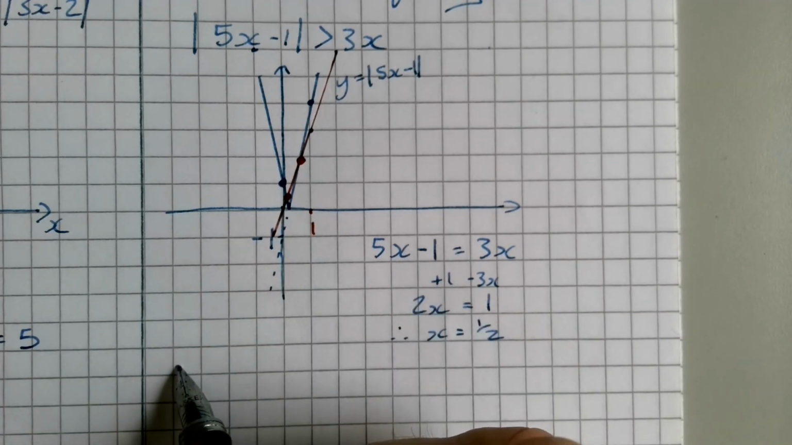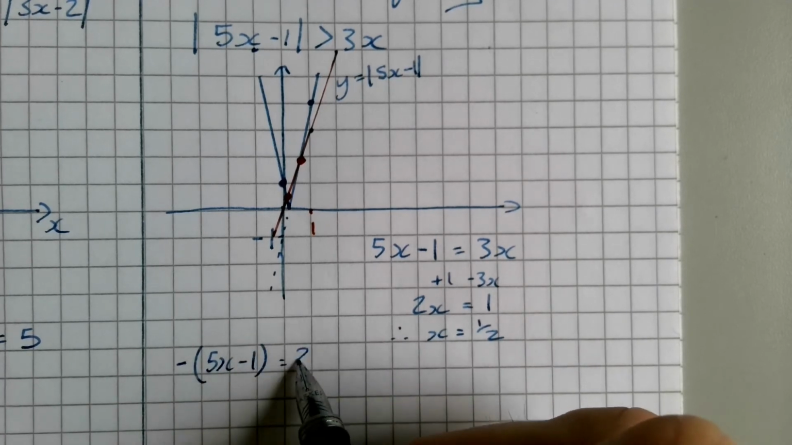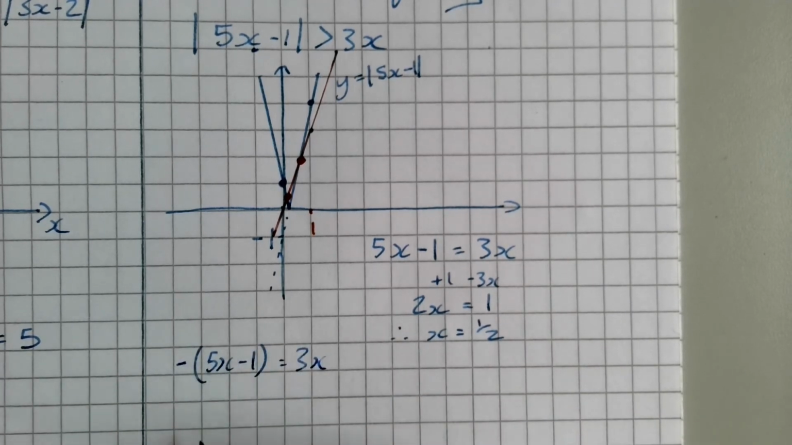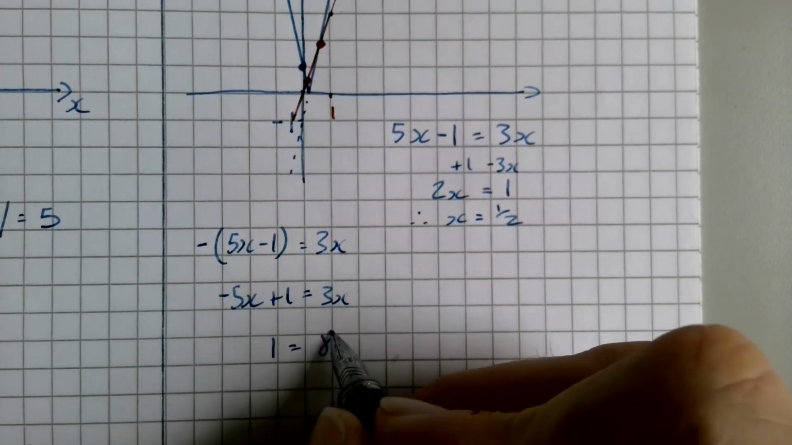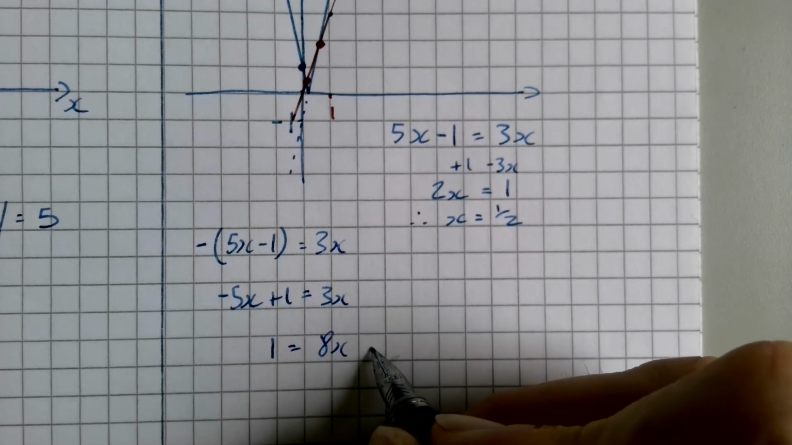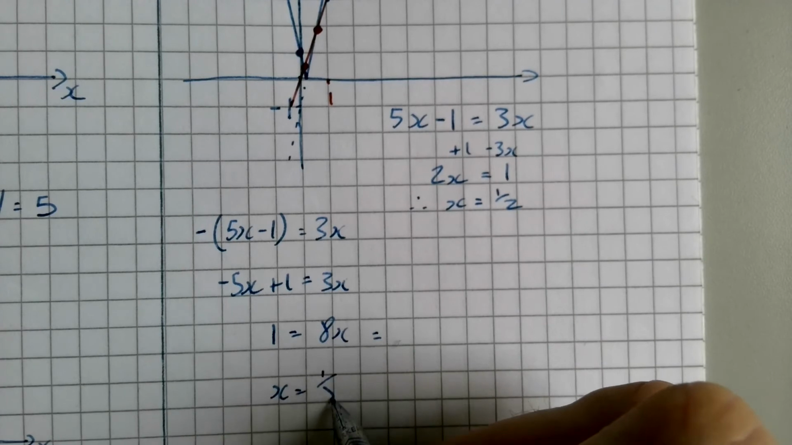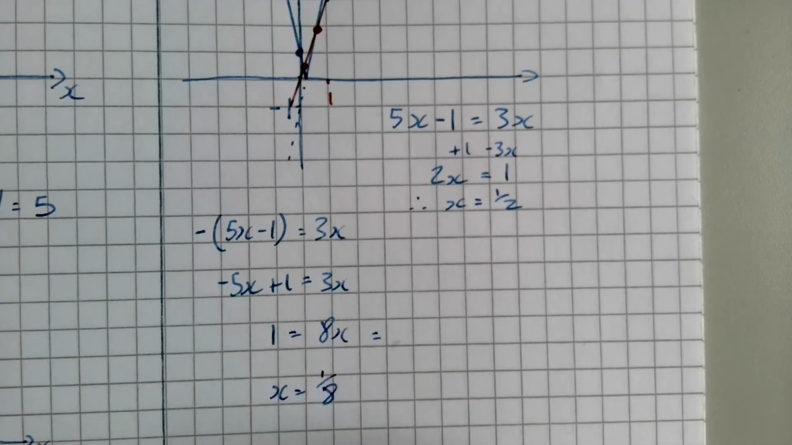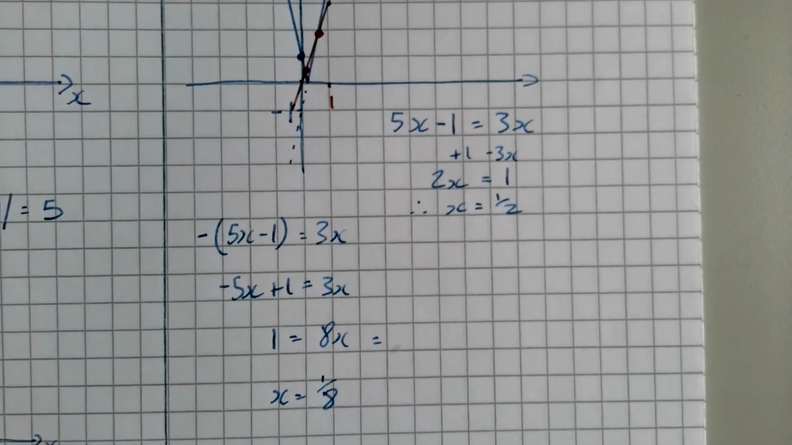So if we do that as well, we go minus 5x take 1 equals 3x. So these both need to change to negative 5x and plus 1 equals 3x. So if I add my 5x to one side, then x is going to equal 1 divided by 8, which is 1/8. But I haven't finished because that is only if it's an equation. It's an inequality, isn't it?